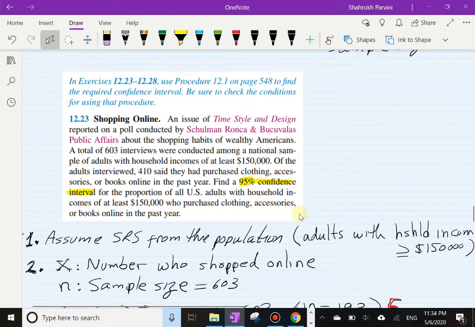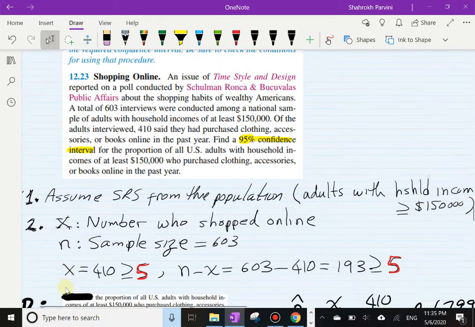And our random variable x here is the number of people in that income category who shopped online. And our sample size is 603. We are given that information up here, a total of 603 interviews. And x, the number of successes, is when somebody actually shops online. 410 successes in this exercise.